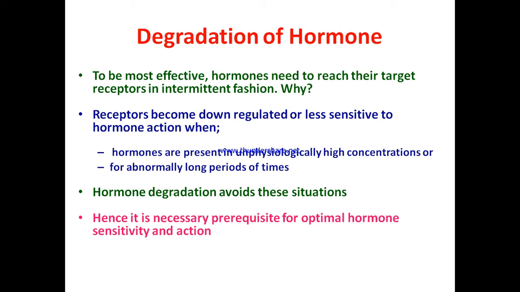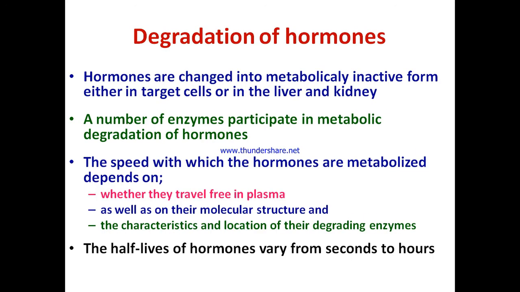It is a necessary prerequisite for optimal hormone sensitivity and action, because the hormones need to be released intermittently and in smaller quantities. And also they need to be degraded. Otherwise, what will happen? Even though the release is intermittent, after some time the concentration will keep on increasing. Hormones are changed into metabolically inactive form, either in the target cell or in the liver and kidney, wherever the enzymes for inactivation are present.